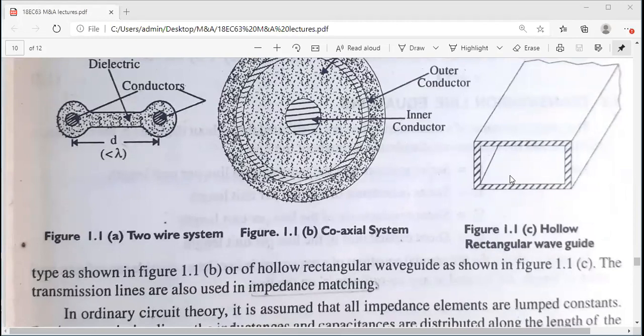Here, this one example is a rectangular waveguide. The waveguide is also a transmission line, because it is facilitating the energy, or the power, or the electromagnetic wave to pass through. It is guiding that wave, it is guiding that wave to go towards this. So it is giving a path.